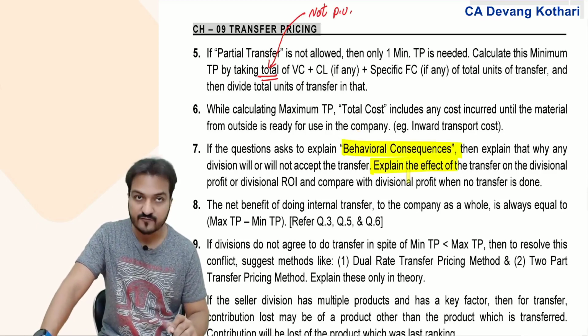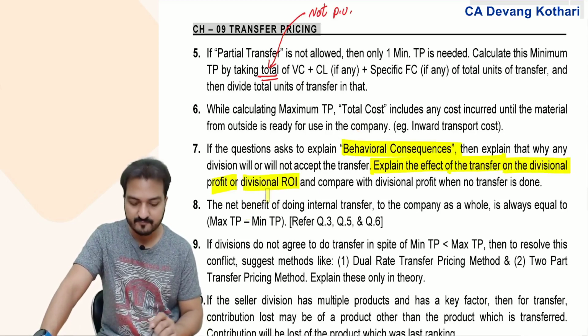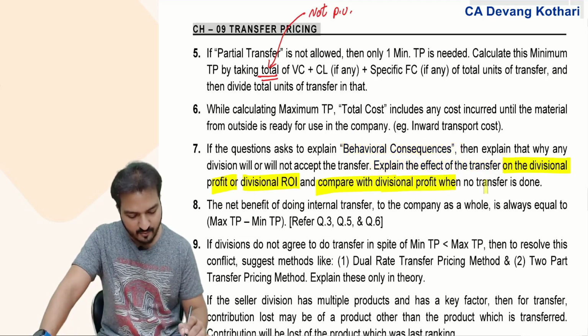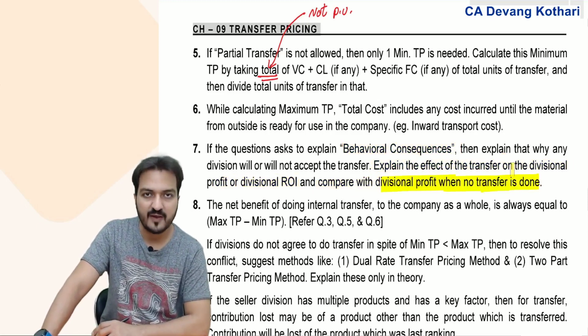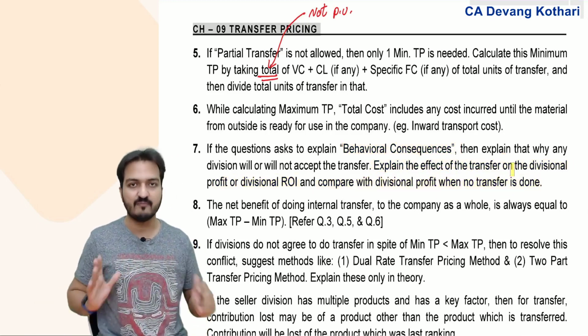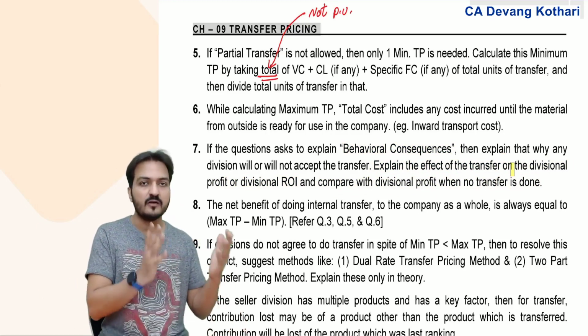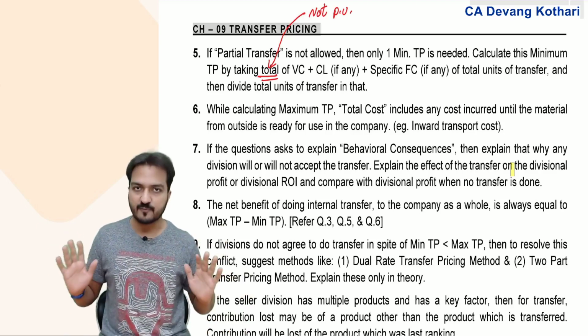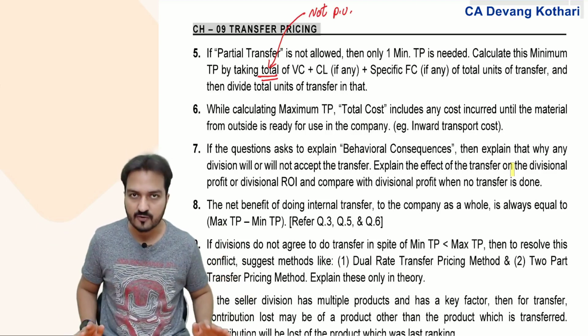Explain the effect of transfer on the divisional profit or divisional ROI and compare that with the divisional profit when no transfer is done. So you will explain the behavior of division A manager, that when transfer was not done, he was earning this profit. Now if transfer is done, he will earn this profit. Based on this, you say whether he will agree to transfer or not.